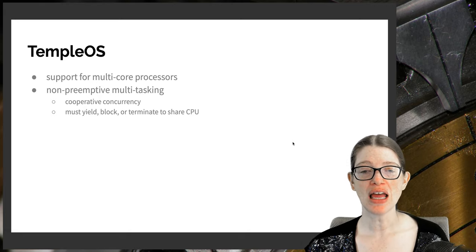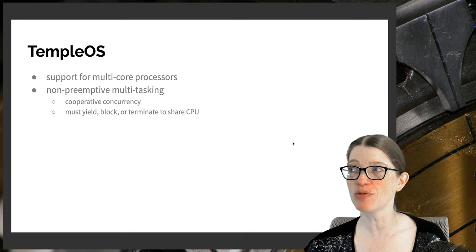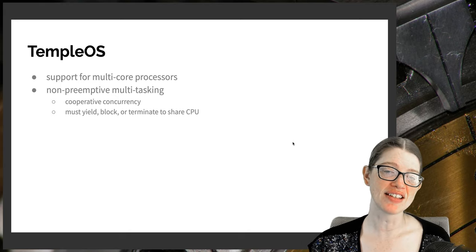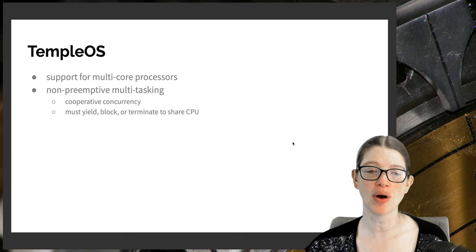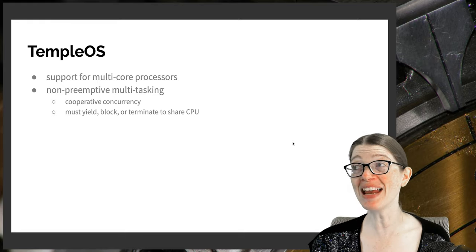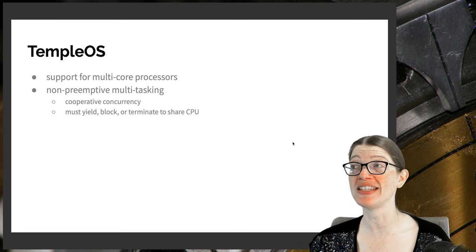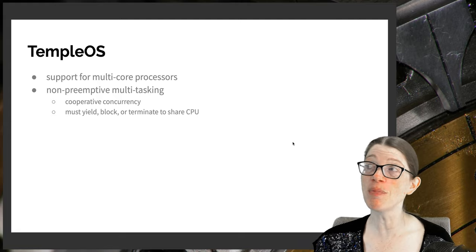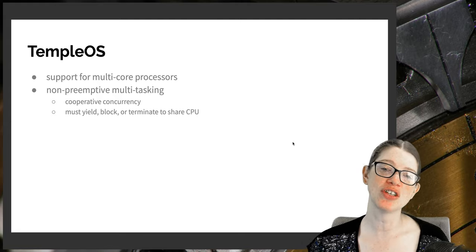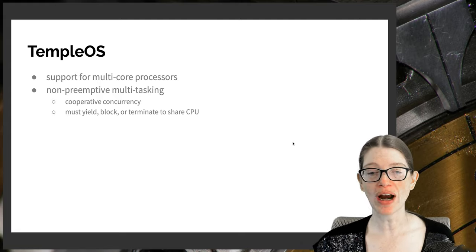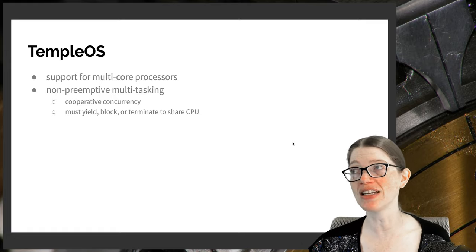a concurrency. Now, some reports said it was preemptive. Some reports say it's non-preemptive and it uses cooperative. Again, because it's open source, there are variants of this out there, and I think there is a variant that does preemptive, but by default, Temple OS actually uses cooperative concurrency, where programs have to yield, block, or terminate in order to share the CPU.